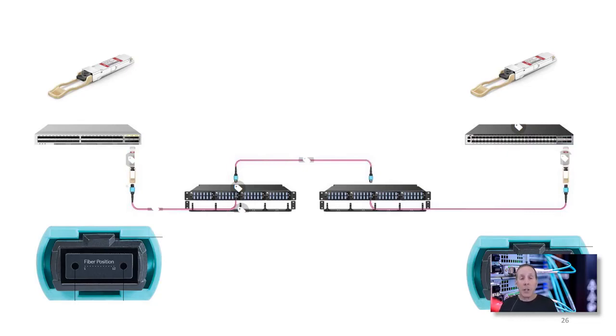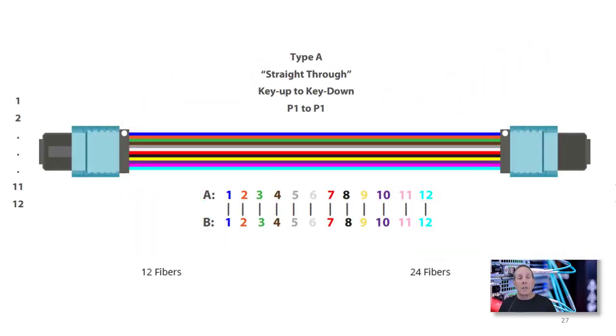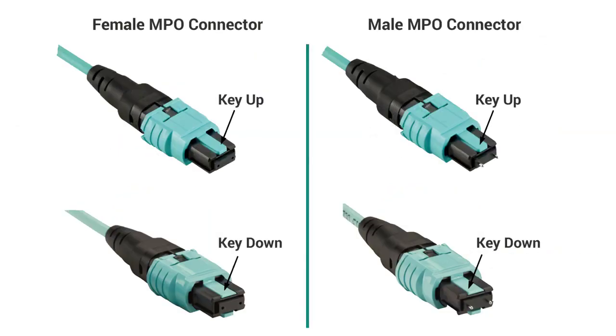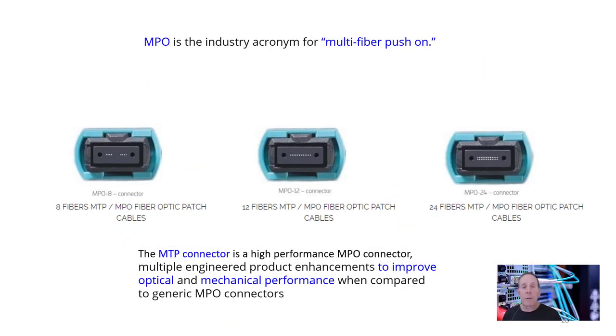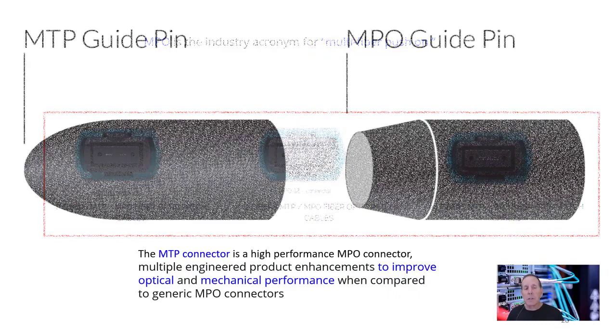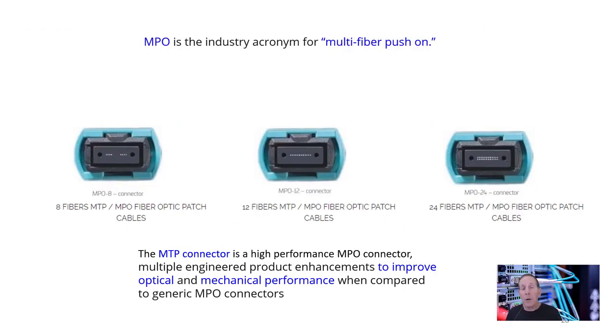This is revolutionizing the data center. We will dedicate an entire video on MPO technology so that you can get a better understanding of what's going on in this particular cable structure system. So MPO and MTP connectors have keys, they have polarity, they can carry from 8 to 12 to 24 fibers. Now the MPO is an industry acronym for multiple fiber push-on. Again, we talked about how many fibers it can carry from 8 to 24. Now the MTP connector is a version of the MPO designed with some engineering enhancement to improve optical and mechanical performance. They are compatible. You can take an MTP and MPO and they work fine together.